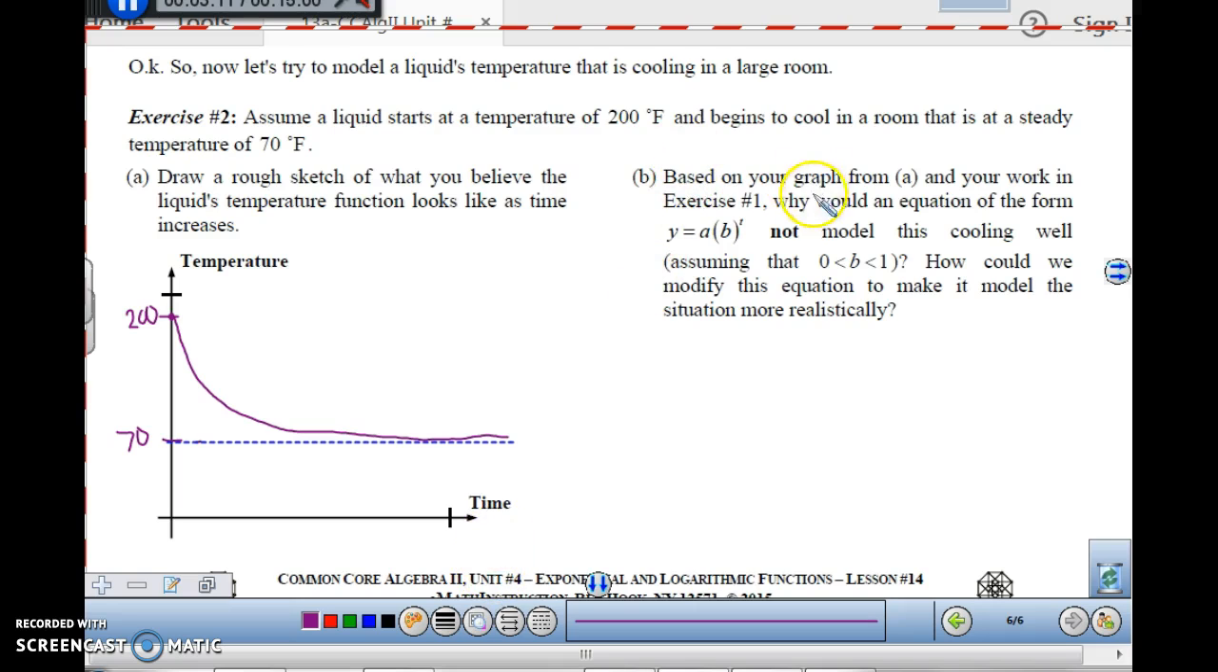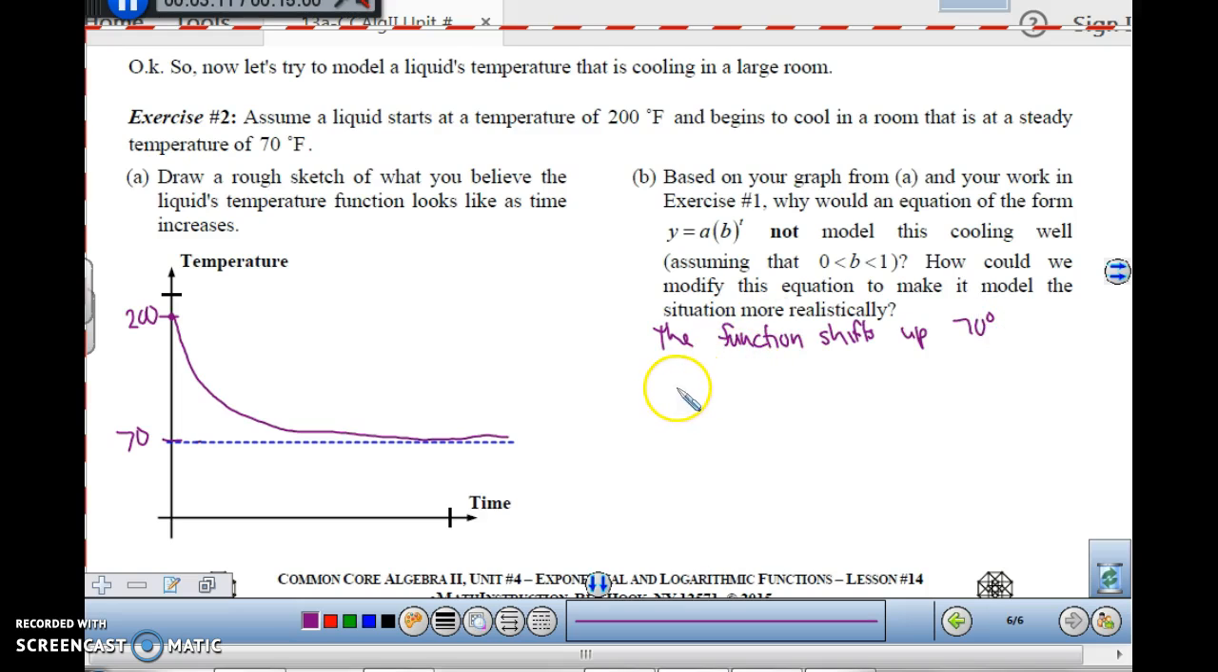Based on your graph from A and your work in exercise 1, why would an equation of the form y equals ab to the t not model this cooling well, assuming that b is between 0 and 1? And how can we modify the equation to make it model the situation more realistically? So we are going to modify the equation. Instead of going down to 0, it's going to go down to 70. So this is going to shift up 70 degrees.